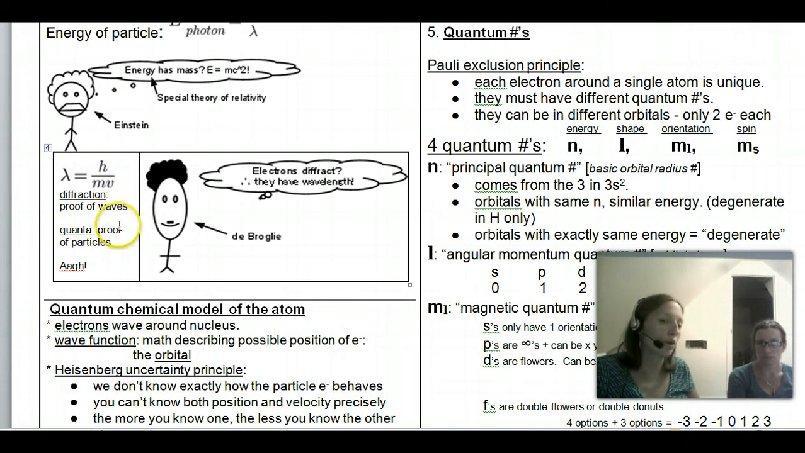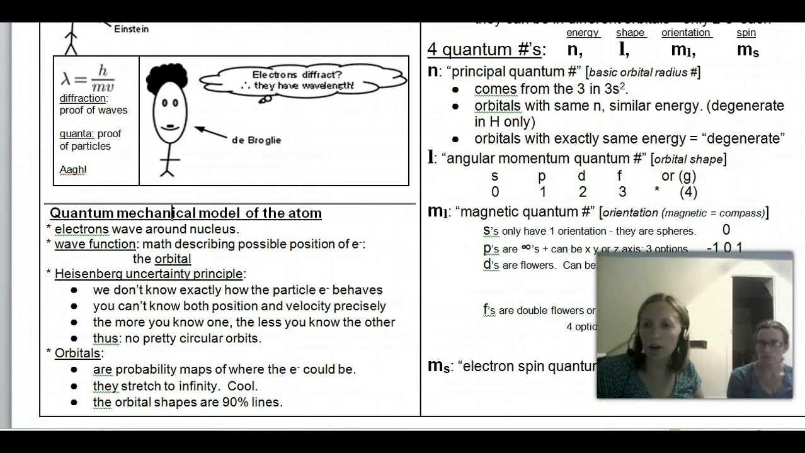So this should totally blow your mind, because the diffraction proves that you've got waves, whereas the fact that they're quantized proves that it's particles, and it's both at the same time, and it's terrible. Thanks a lot, de Broglie.